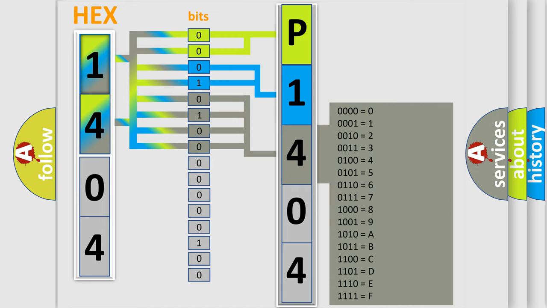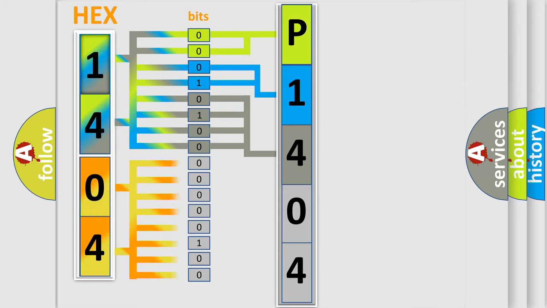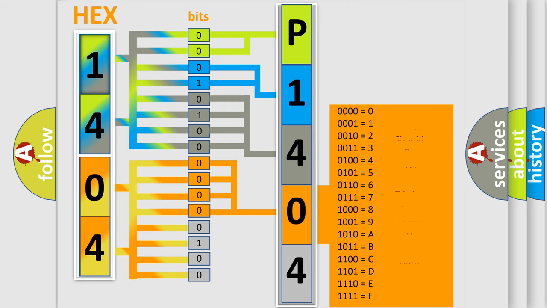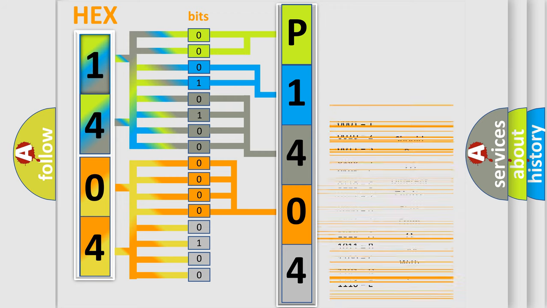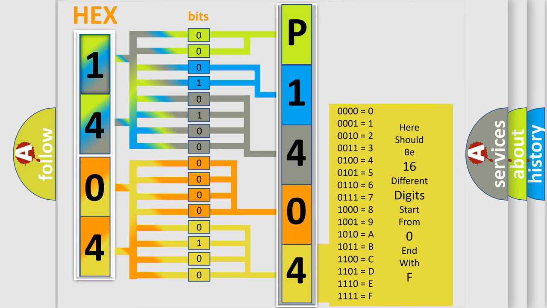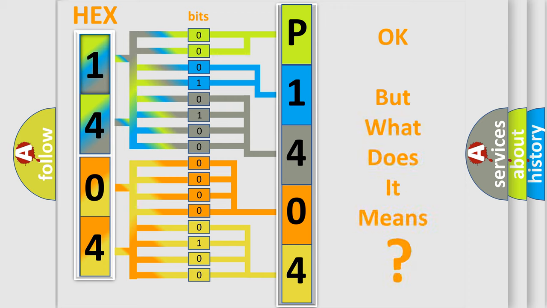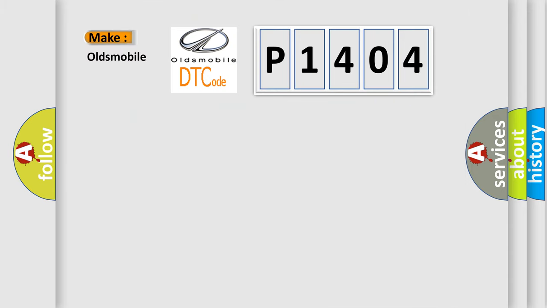The second byte is composed of a combination of 8 bits. The first 4 bits determine the fourth character of the code, and the combination of the last 4 bits defines the fifth character. A single byte conceals 256 possible combinations. We now know in what way the diagnostic tool translates the received information into a more comprehensible format. The number itself does not make sense to us if we cannot assign information to what it actually expresses. So, what does the Diagnostic Trouble Code P1404 interpret specifically for Oldsmobile car manufacturers?